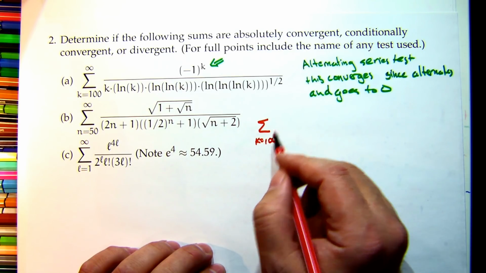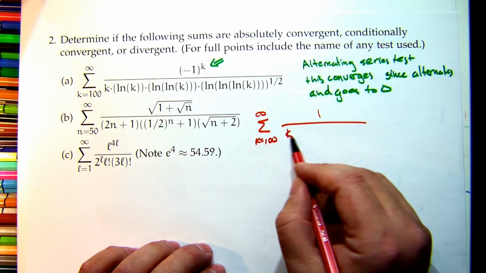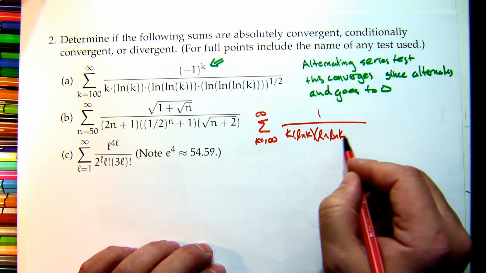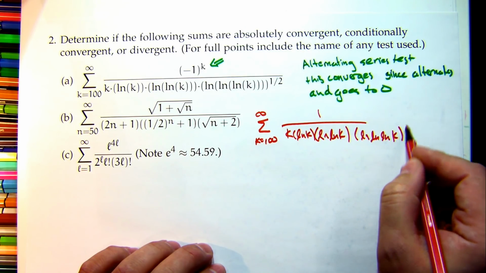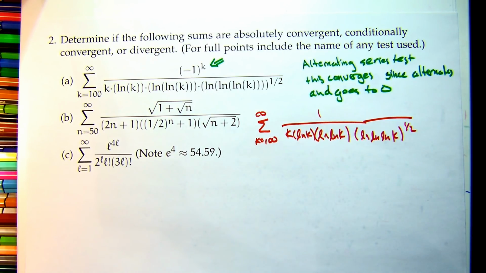So we now look at the following sum. k equals 100 to infinity, 1 over k log k log log k to the 1/2. And now the question is, does this converge or diverge? First off, never worry about where you start your sum. The fact you start at 100 doesn't matter. What matters is the tail, the infinity part.